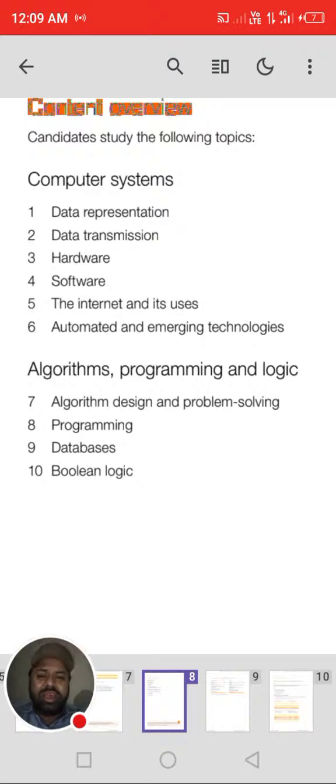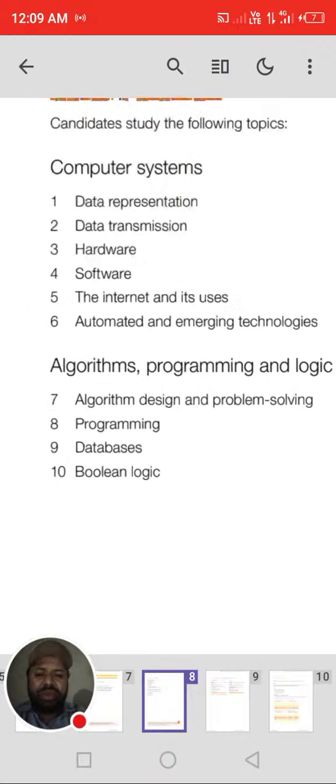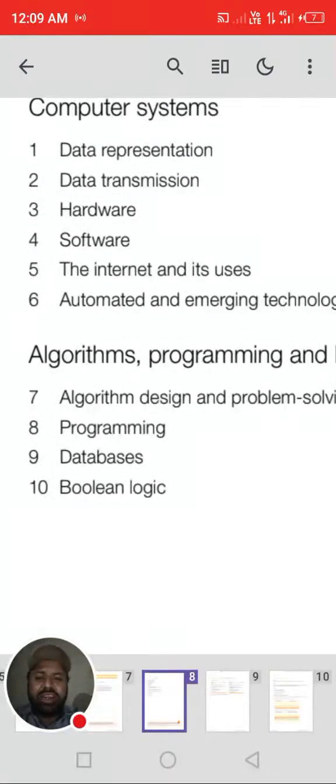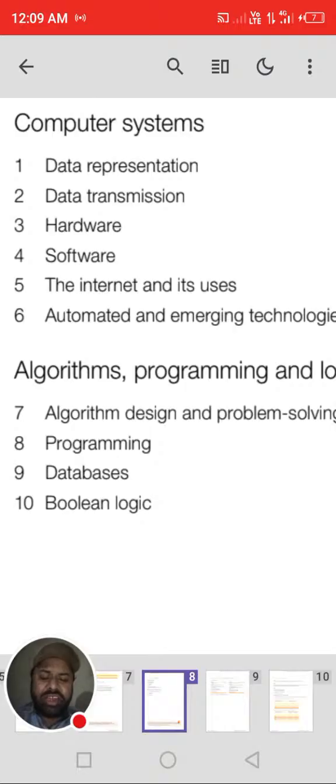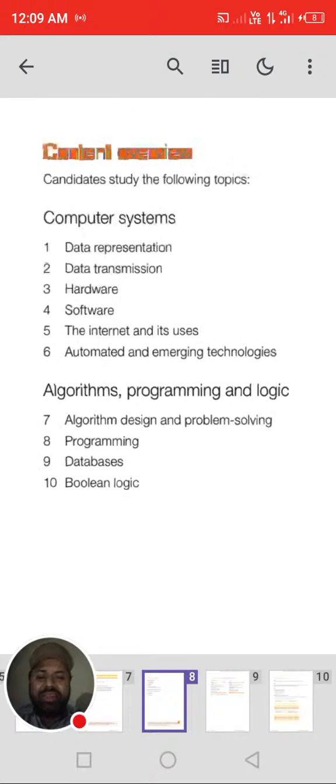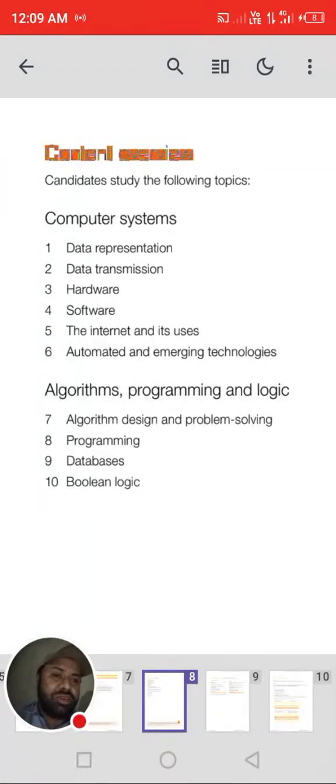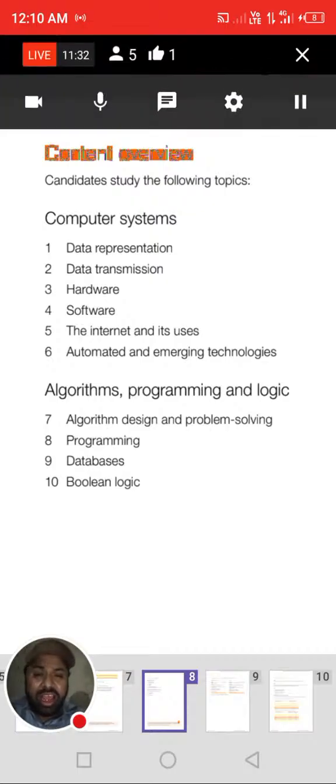So this is the fifth point in computer systems: the internet and its uses, and we will see what the internet is and what its uses are. And then the sixth point is automated and emerging technologies. As I already discussed, automated means machinery itself is doing some kind of task, and emerging technologies are the latest technologies, while the old technologies are becoming obsolete.